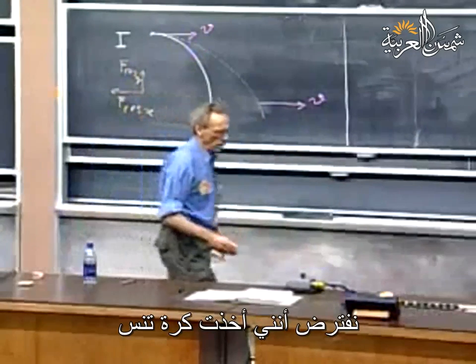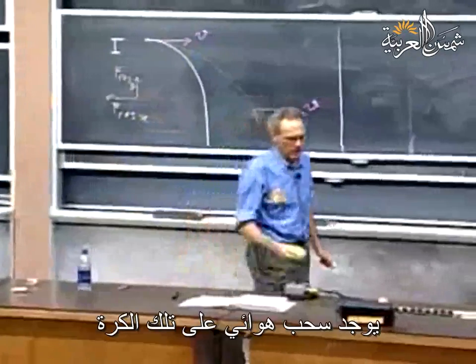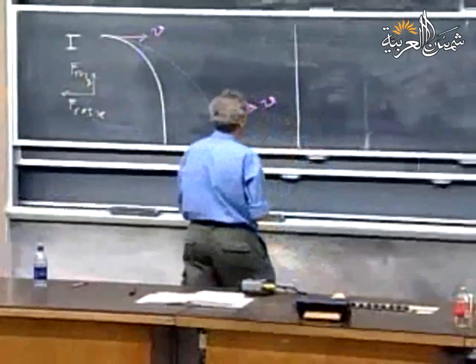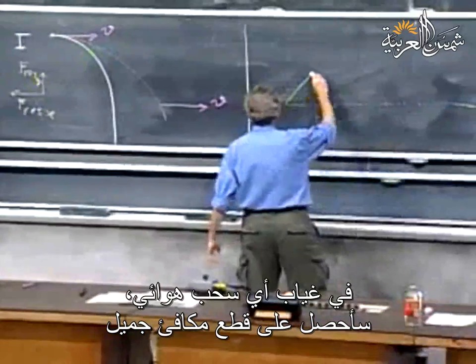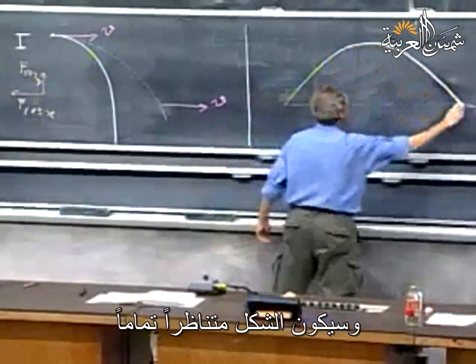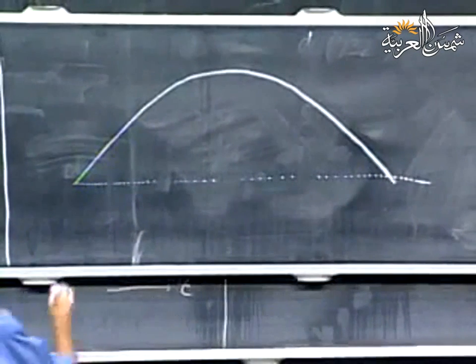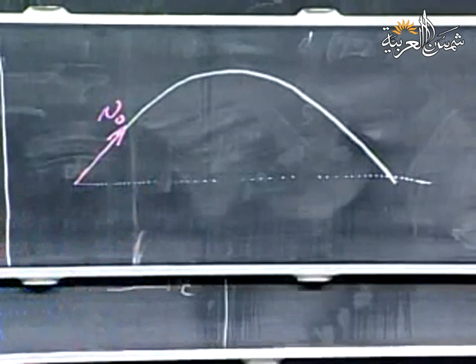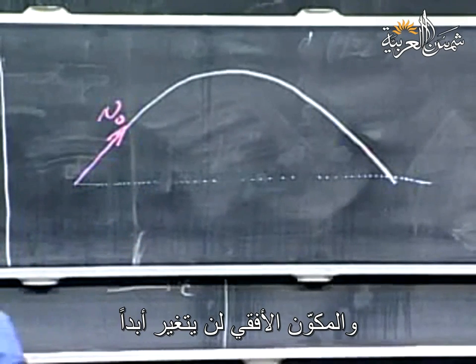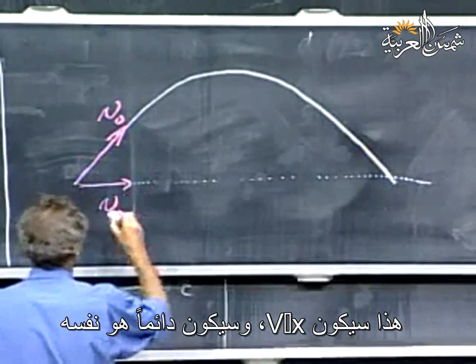Suppose I take a tennis ball and I throw up a tennis ball in 26.100. There is air drag on that tennis ball. In the absence of any air drag, I would get a nice parabola which would be completely symmetric. I throw it up with a certain initial speed, call it v0, and the horizontal component would never change. This would be v0x, would always be the same.